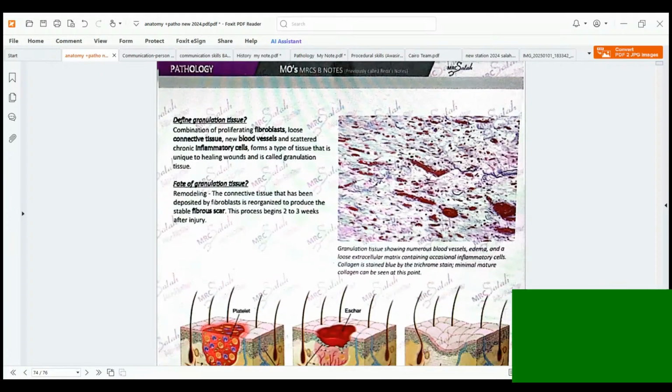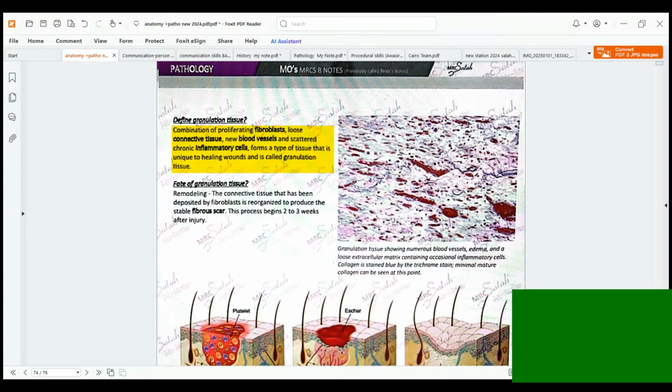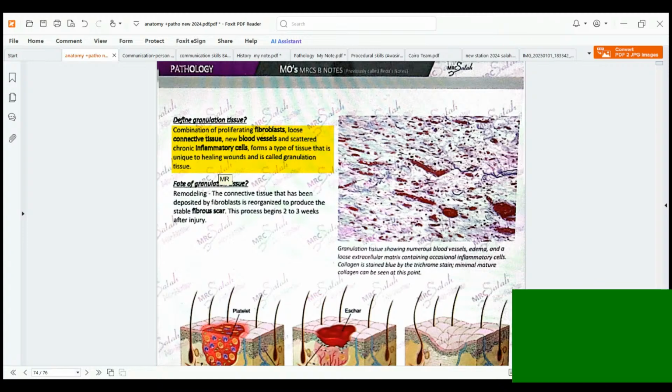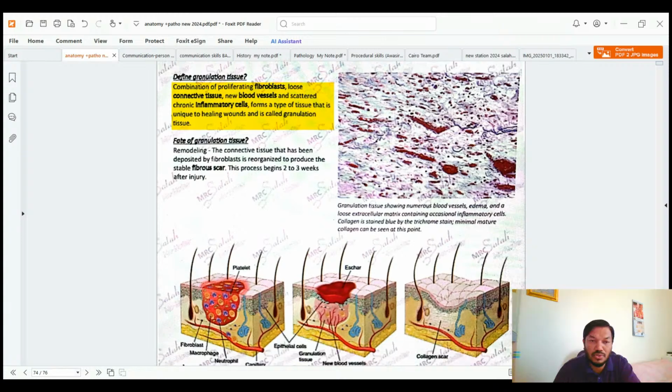Definition of granulation tissue: the combination of proliferating fibroblasts, loose connective tissue, new blood vessels, and scattered chronic inflammatory cells forms a type of tissue that is unique to healing wounds and is called granulation tissue.